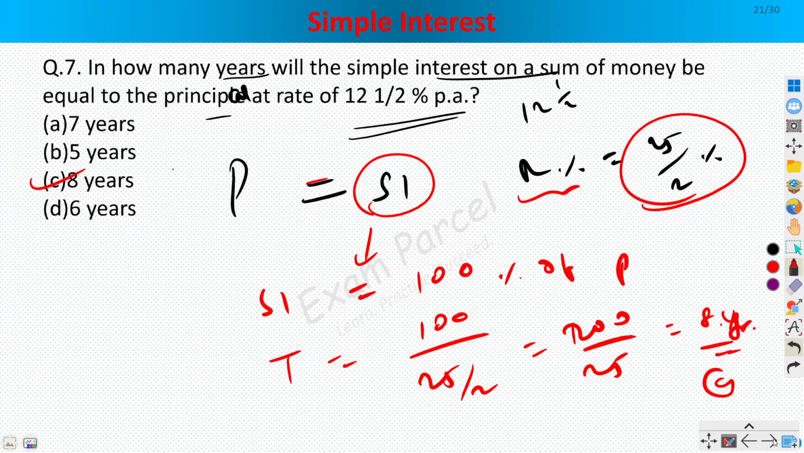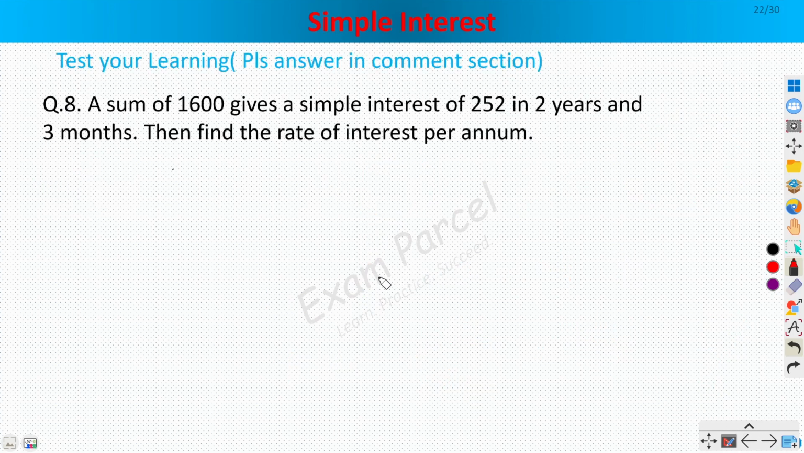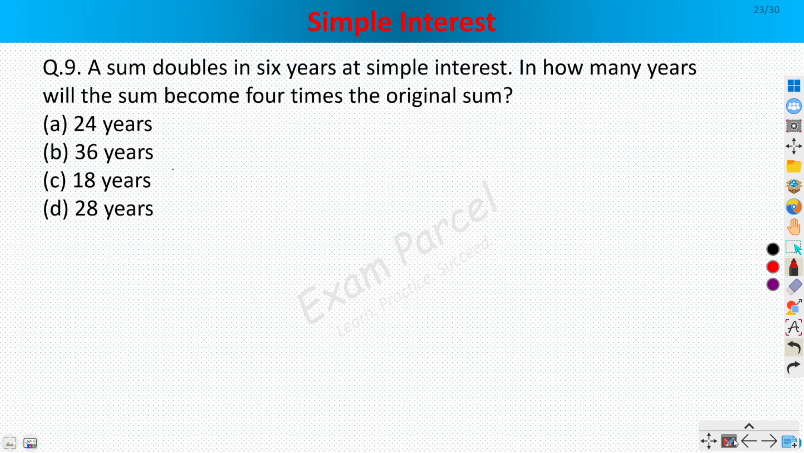Let's move on to the next question. This question you have to do yourself. I have put this as a homework question, so you solve this question and put it in the comment section. The question says a sum of 1600 gives a simple interest of 252 in 2 years and 3 months. Then find the rate of interest per annum. This is a very easy question. Let me know in the comment section what the answer is.